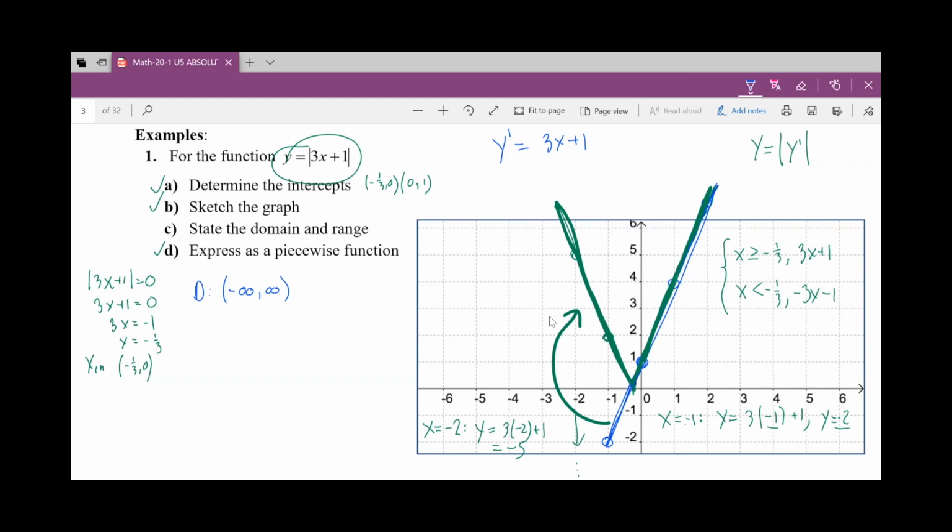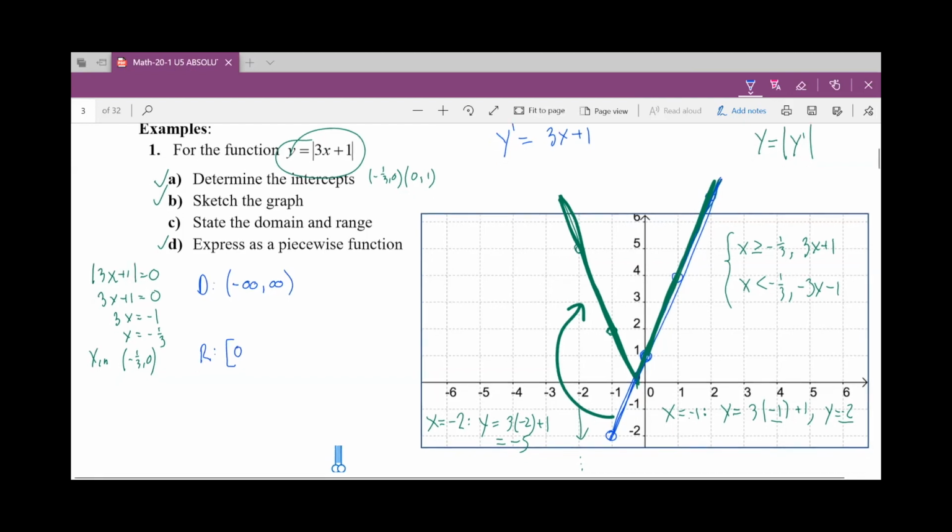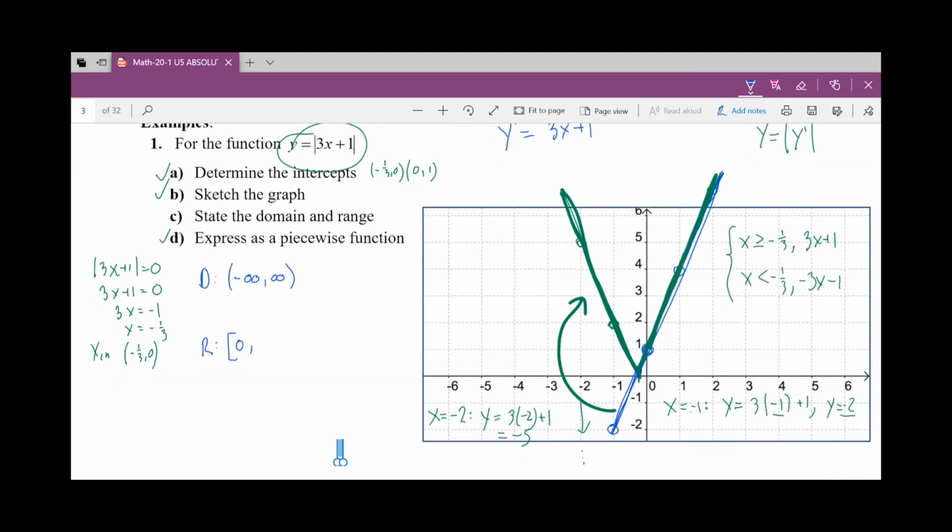But for the range, notice that there are no values for y that are less than 0. So for the range, it's going to be 0 on the bottom side to infinity on the top half. So greater than or equal to 0. And if we wanted to express this using interval notation, we could do that as well.